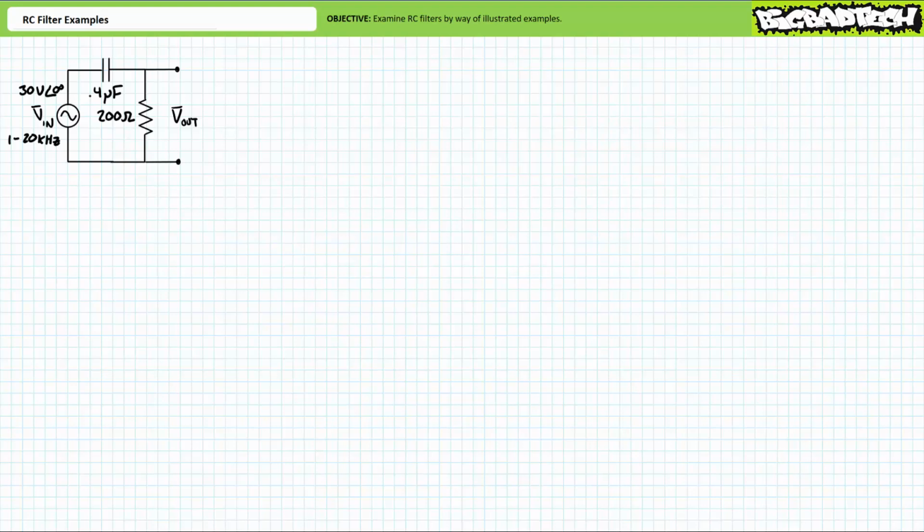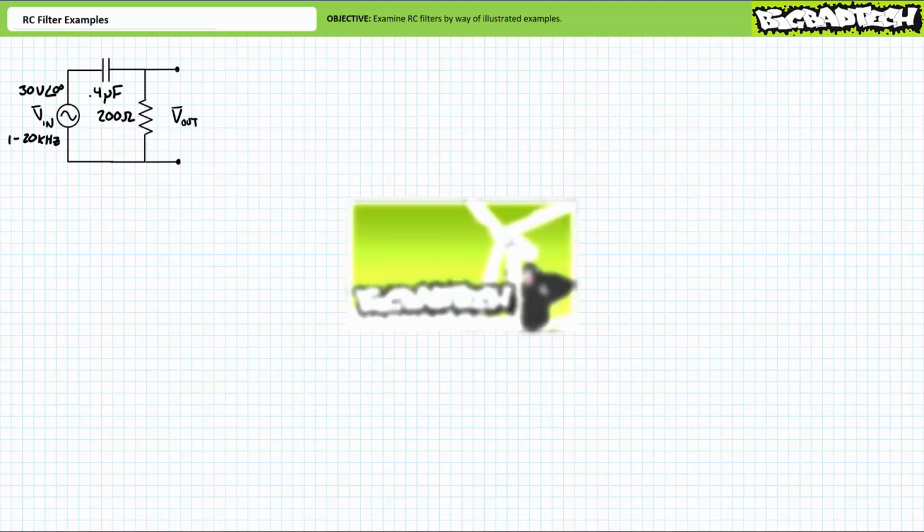Today we'll take a quick look at RC filters by way of a series of illustrated example problems. This lecture operates under the presumption the viewer has a basic understanding of RC filters and can calculate gain expressed in units of decibels as illustrated in the RC filters lecture, available at the Big Bad Tech channel.